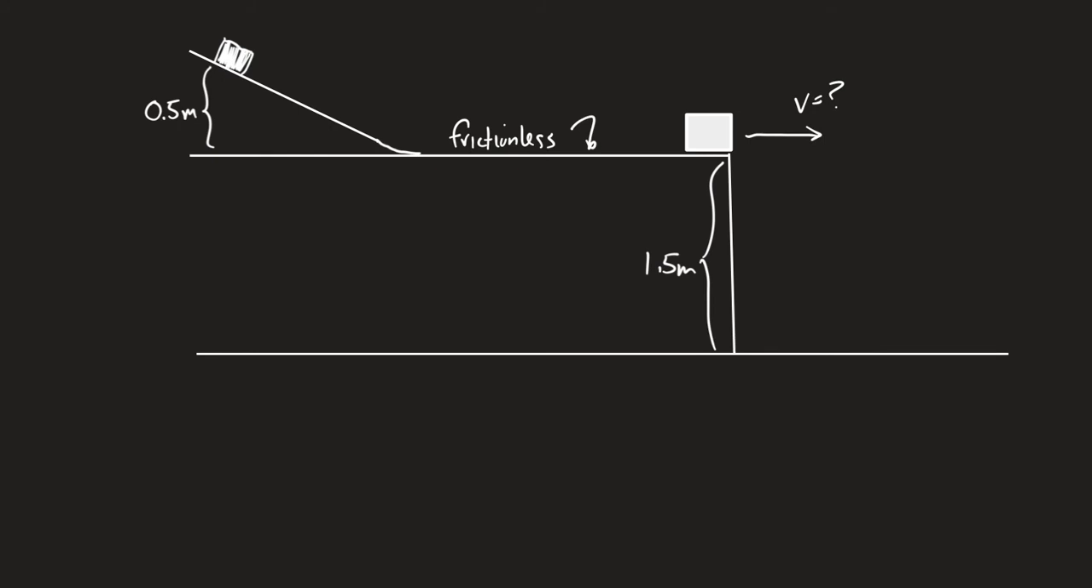All right, so I've got a table that's a really tall table, but okay. And a box here on the top of this ramp that's 0.5 meters above the table. And I'd like to know how fast the box is going just as it leaves the table. And let's stick with our theme. Make the table and the ramp frictionless.